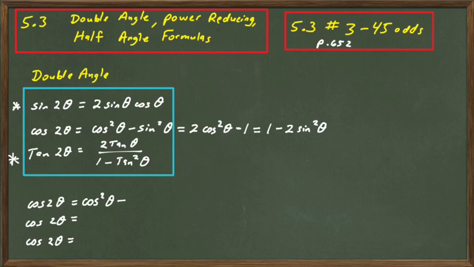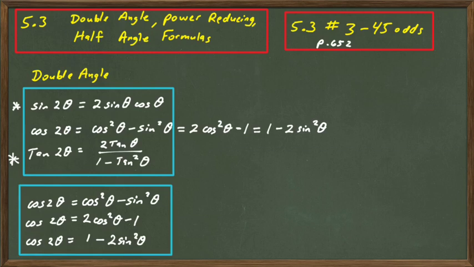It might be cosine squared minus sine squared. It might be 2 cosine squared minus 1. Or it might be 1 minus 2 sine squared of theta. So as I was saying, cosine of 2 theta has three different values. Sine of 2 theta, tangent 2 theta only have one value.